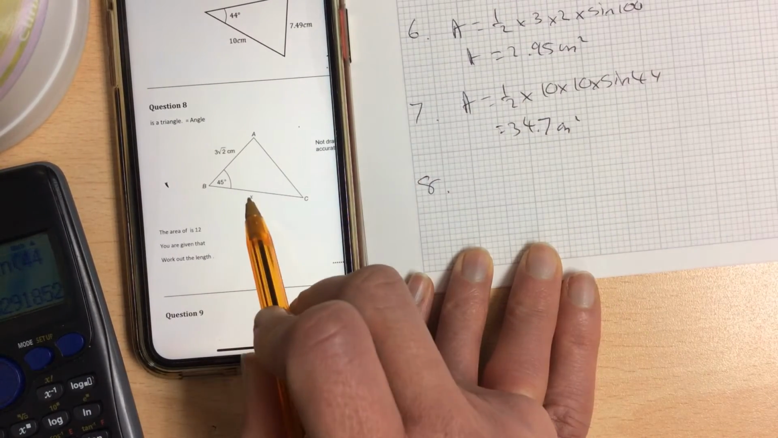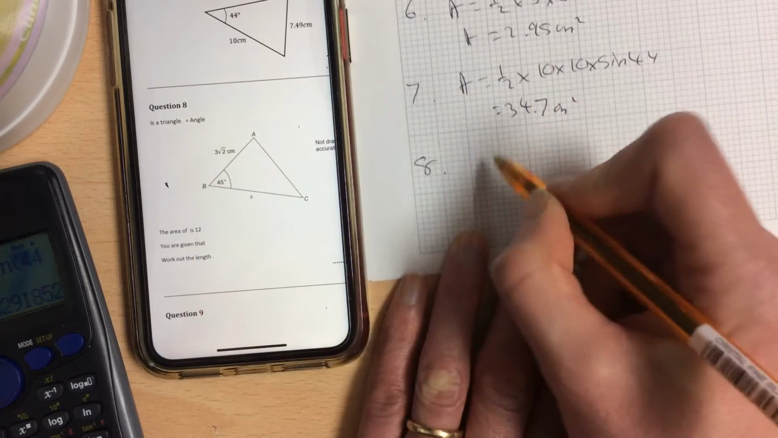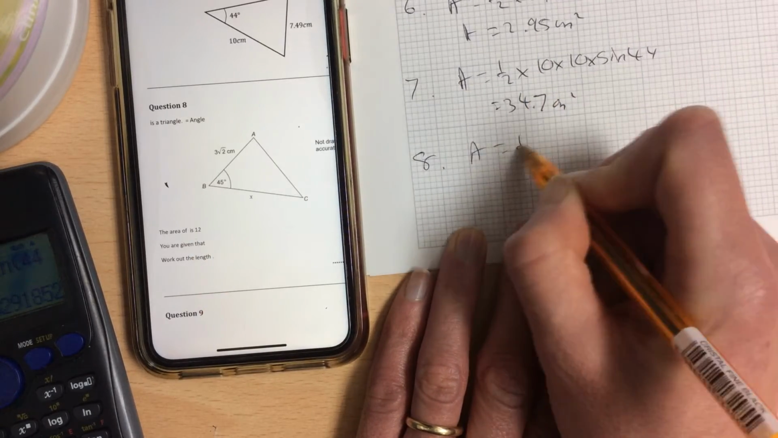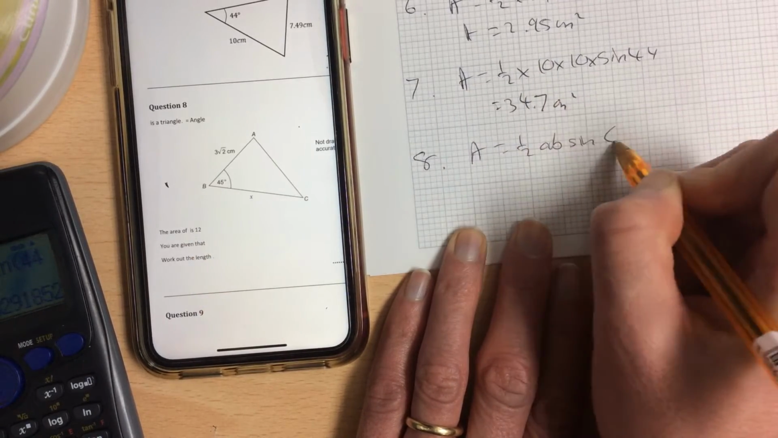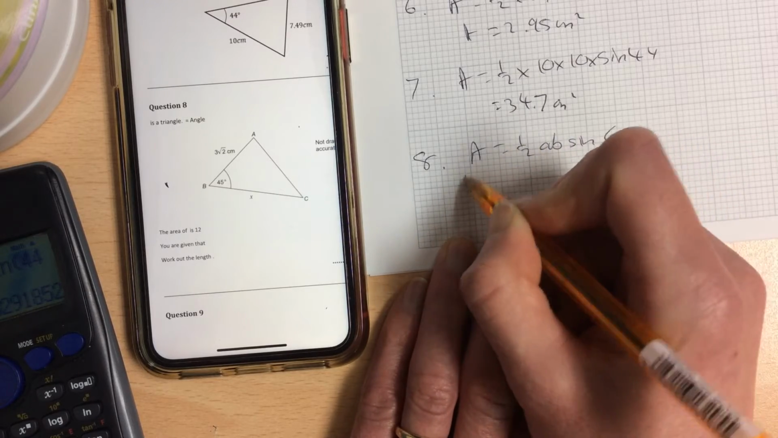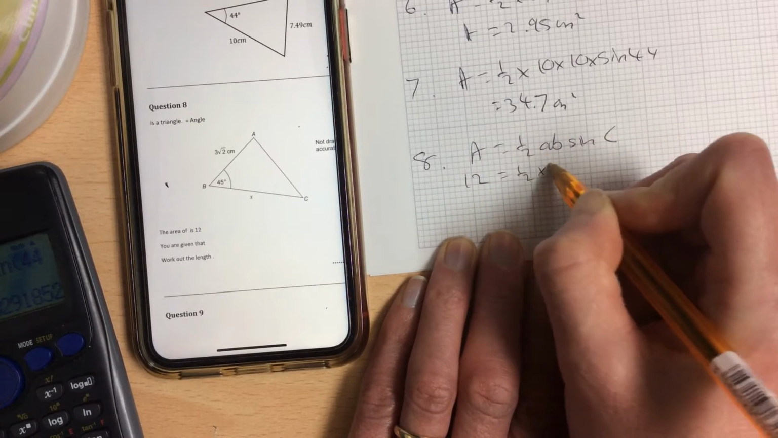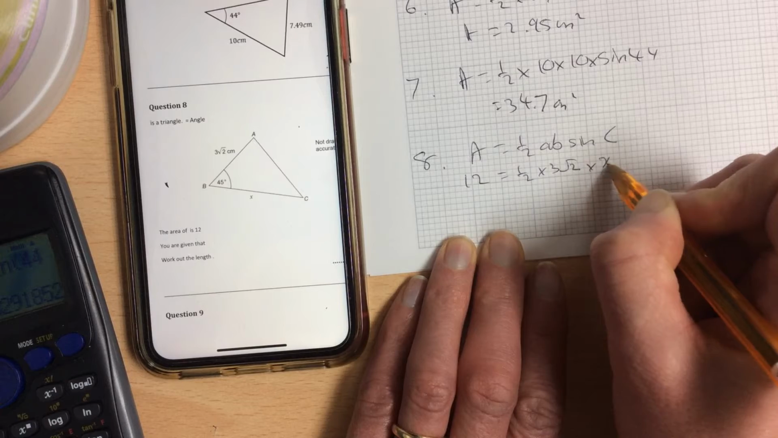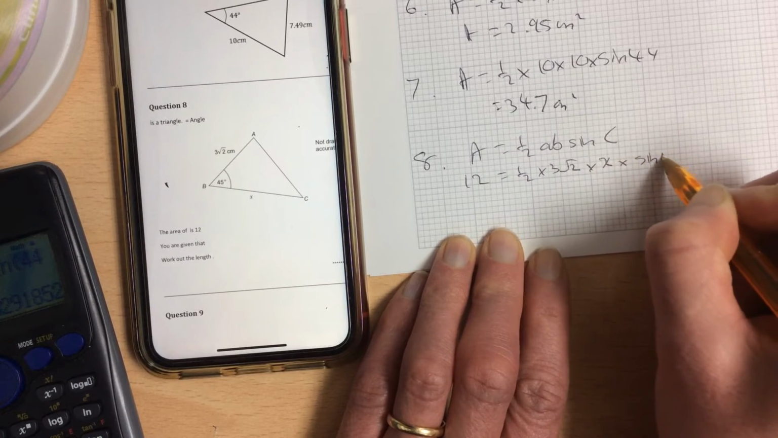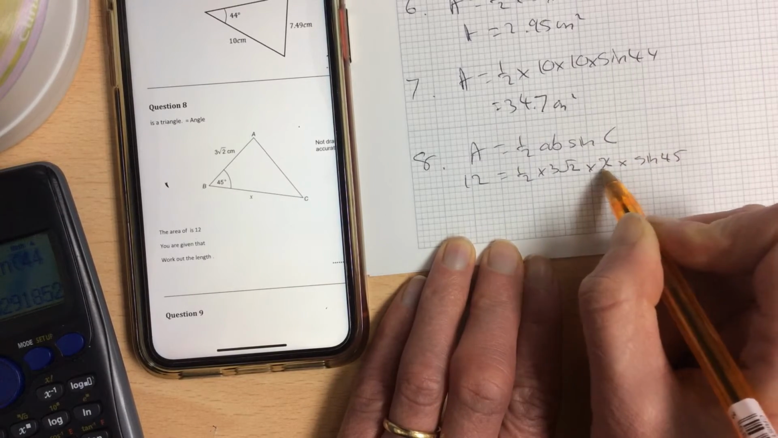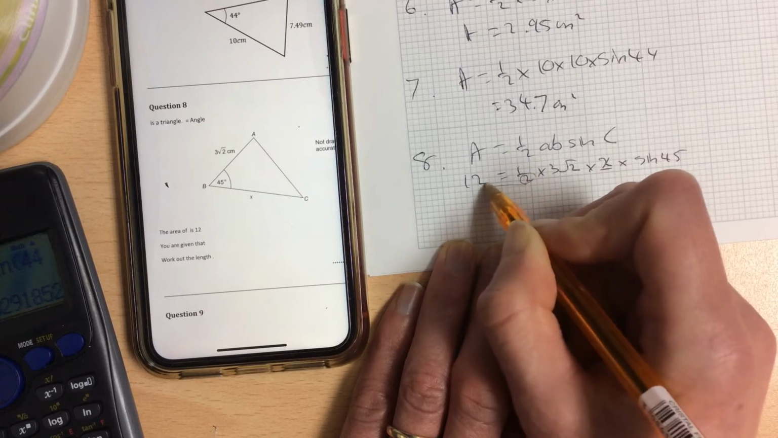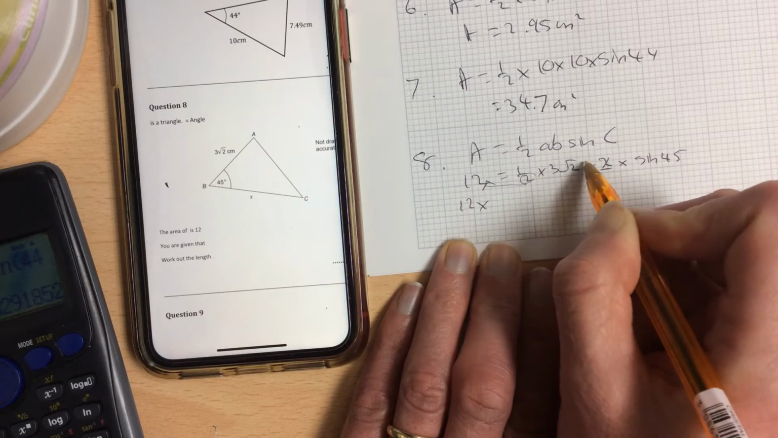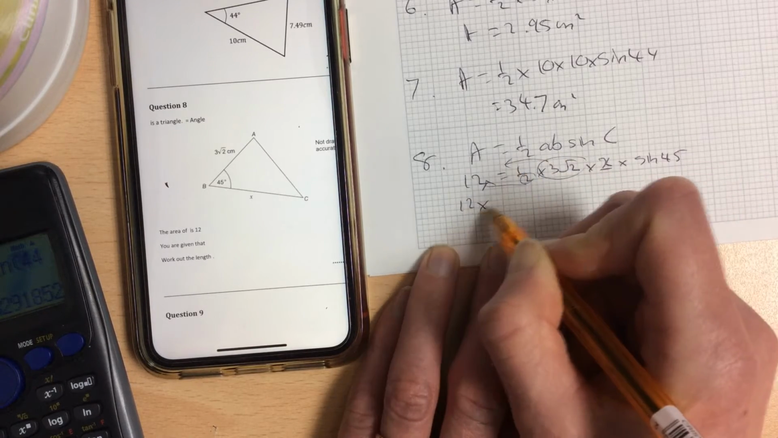Okay, number 8. All right, you weren't told this, but you were told what the area was. So area is a half AB sine the angle between them. So you're told this is 12. So it's a half times A times B times sine the angle between them. Now rearrange this to get x. This 2 comes across as a multiply. This comes across as a divide.